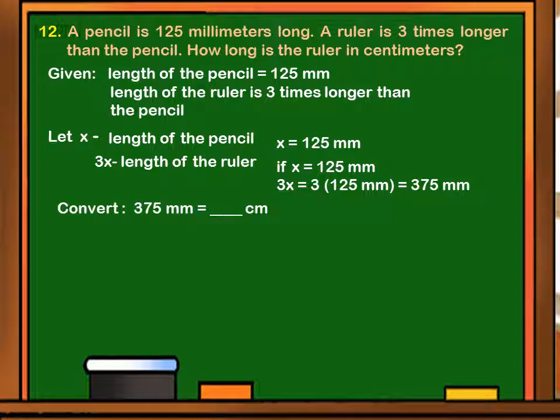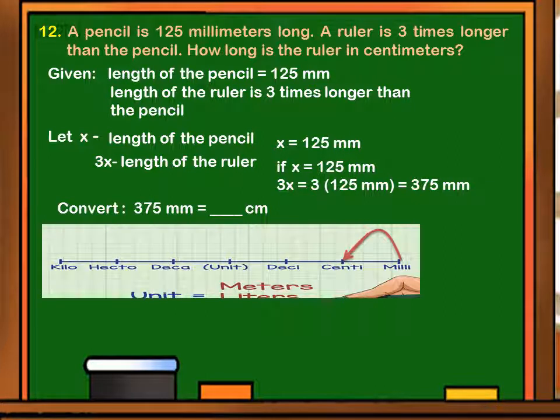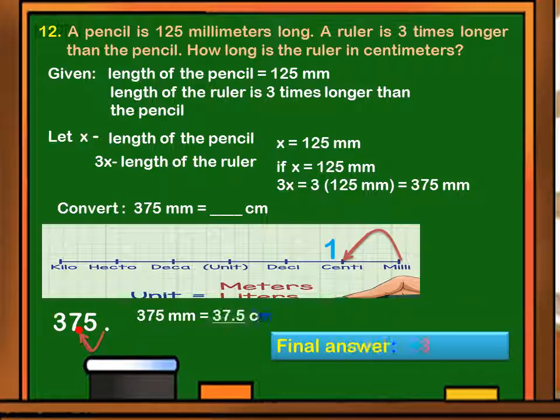Convert 375 millimeters to centimeters. There is only 1 step from millimeter to centimeter. So we have to move the decimal point 1 place going to the left. 375 millimeters equals 37.5 centimeters. Final answer, 37.5 centimeters. Length of the ruler in centimeters.